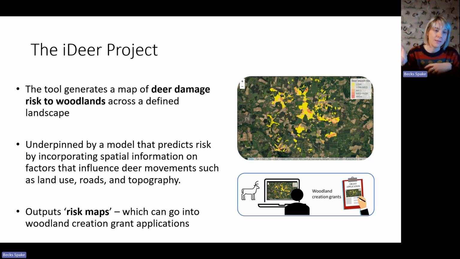And the idea is that these can then feed into woodland creation grant applications, so that if people are aware of potential deer impacts to the woodland that they intend to plant, they will take a proactive approach to deer management, perhaps liaise with their neighbours, establish the likelihood of coordinated management, and if that's not possible, they might need to rethink what species of tree they plant, for example.